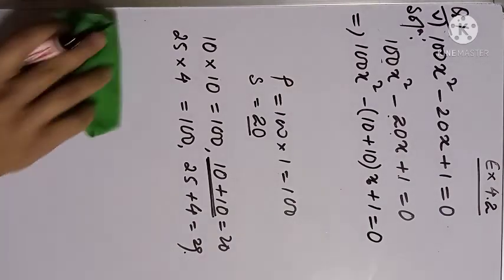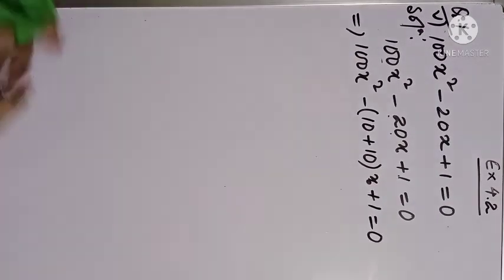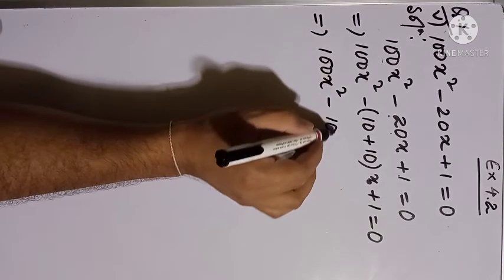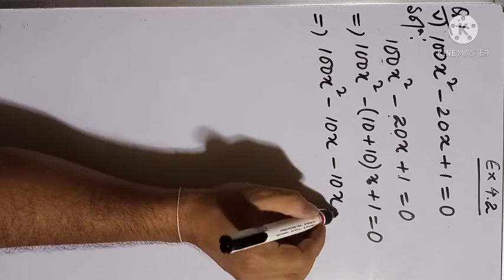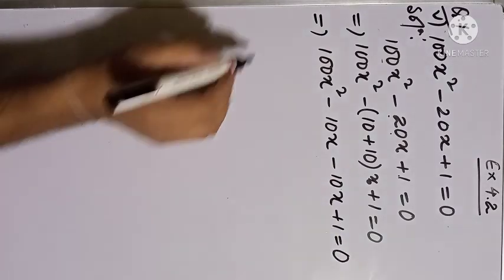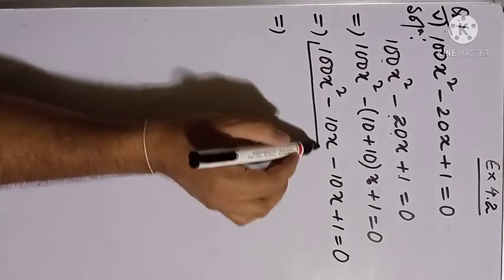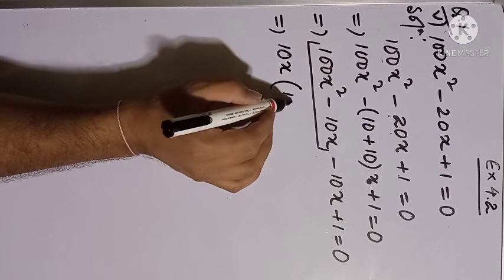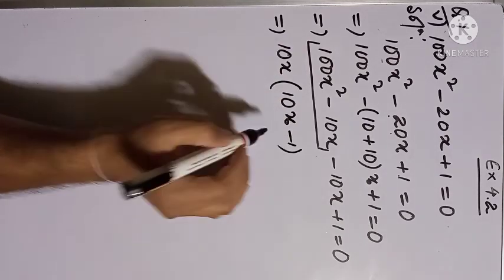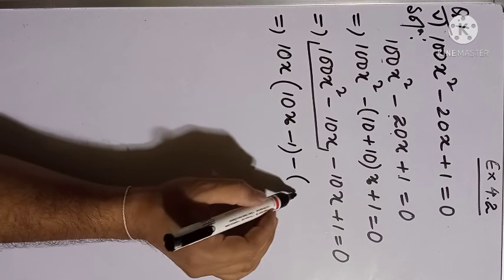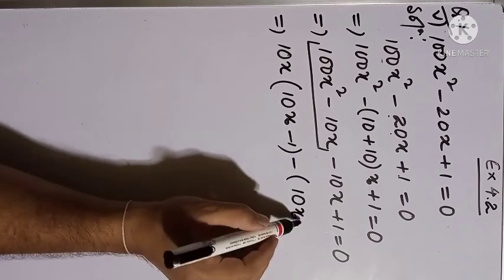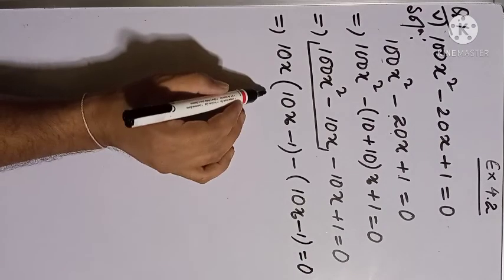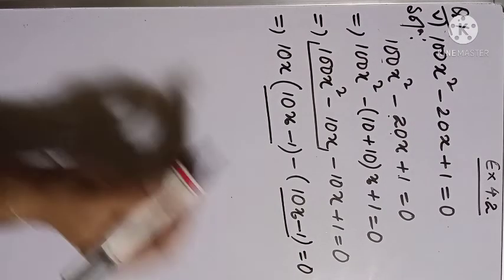So in the next step, what we're going to do, we're going to write here 100x square minus 10x, again minus 10x, plus 1 equal to 0. So from these two terms, we can take 10 common and even x common. So 10, 10, 100, so 10x minus 1. And we'll take here minus common, so that here 10x minus into what? It will give plus, minus into minus, plus. Okay, now I find here 10x minus 1, 10x minus 1 common.